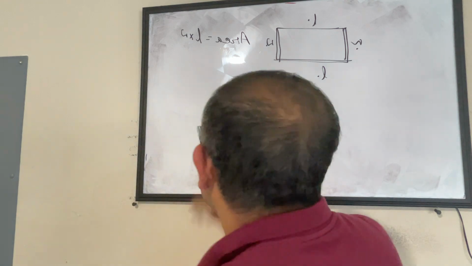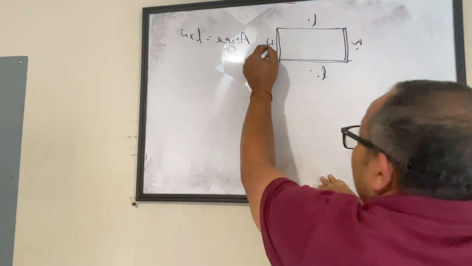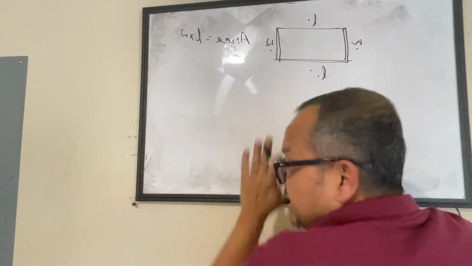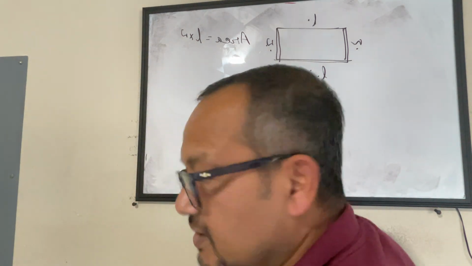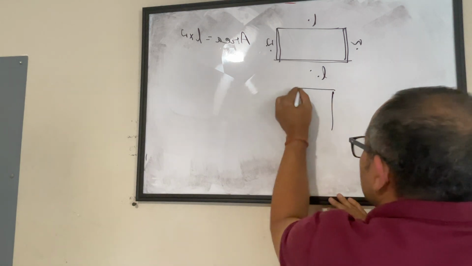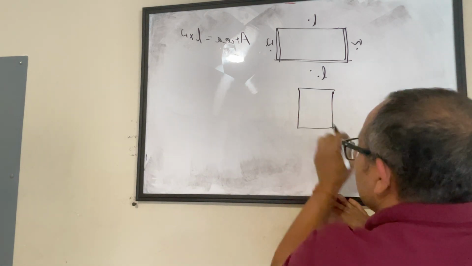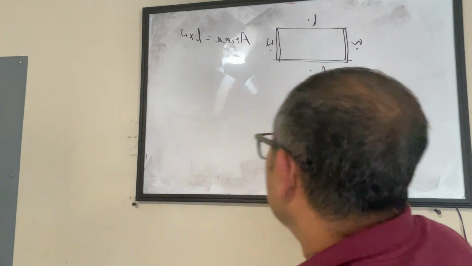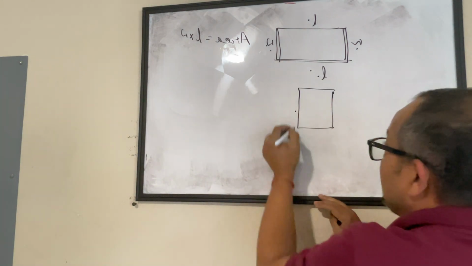Okay? This is length, and this is width. So length times width is the area of a rectangle. Fine? Now, this is the second shape, which is called a square. And this time it will not be Aditi. Okay? What is the property of a square?